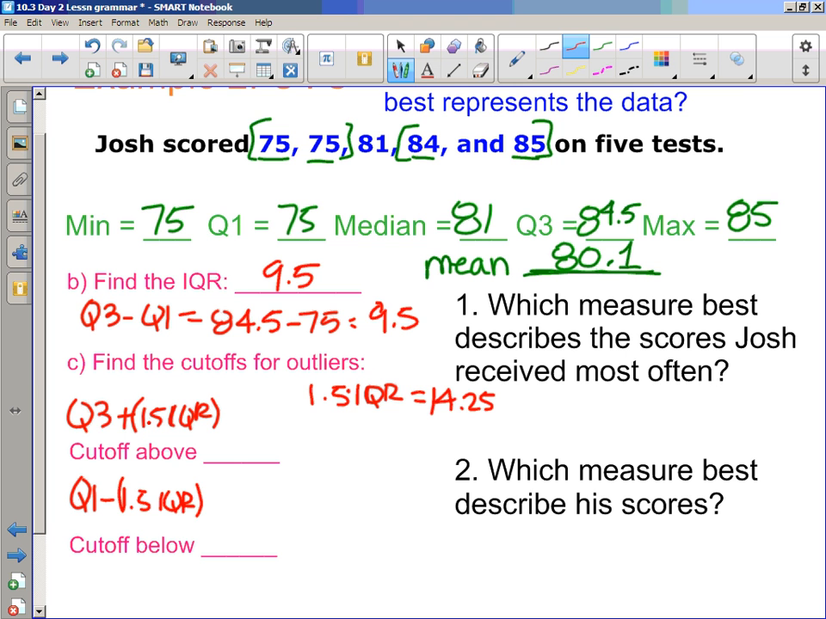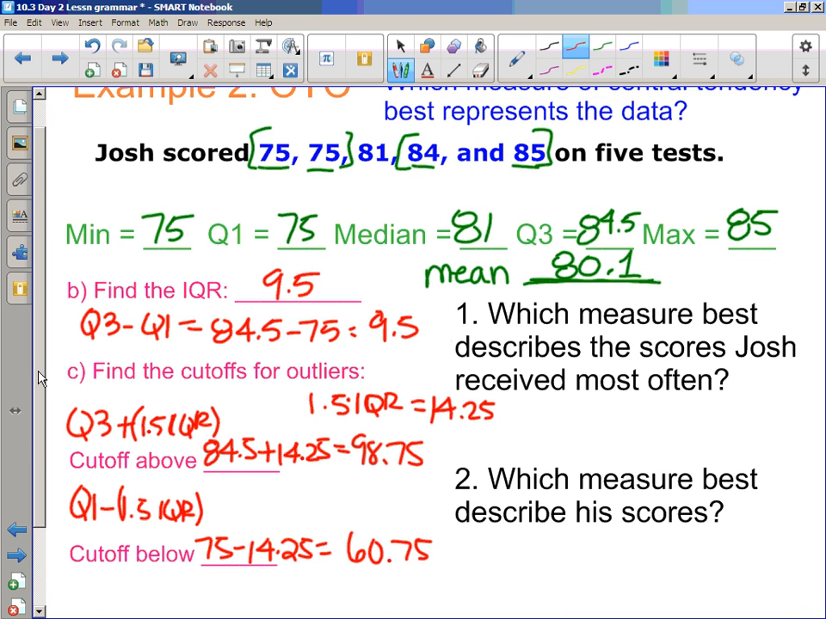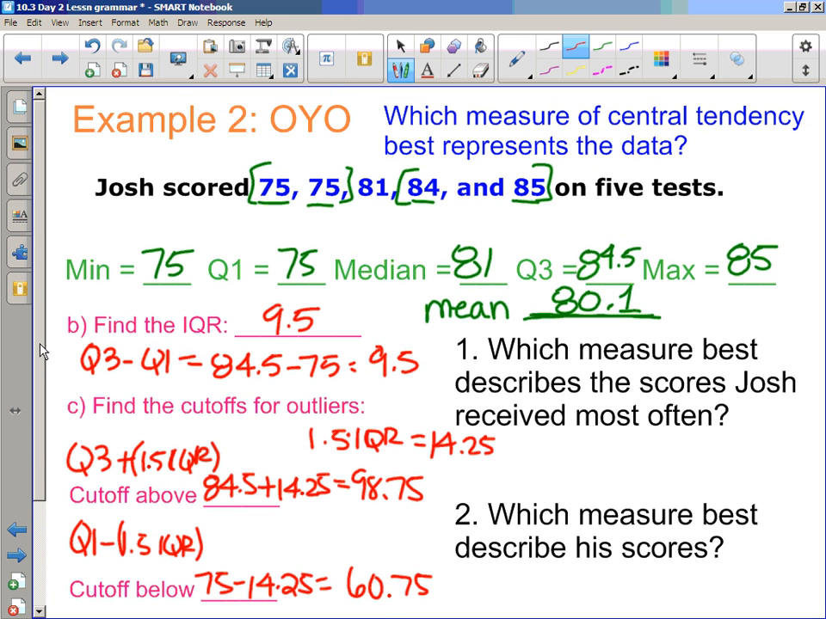So I take my Q3, which is 84.5, add 14.25, and I get 98.75. And it doesn't look like Josh has any scores above that. And then I take my Q1, which is 75, and subtract 14.25. And I get 60.75. And does Josh have any scores below 60.75? And so it says, are there any outliers? The answer is no. Josh is doing pretty well with keeping his scores in the 70s and 80s. So it doesn't seem like he's going to have any outliers.